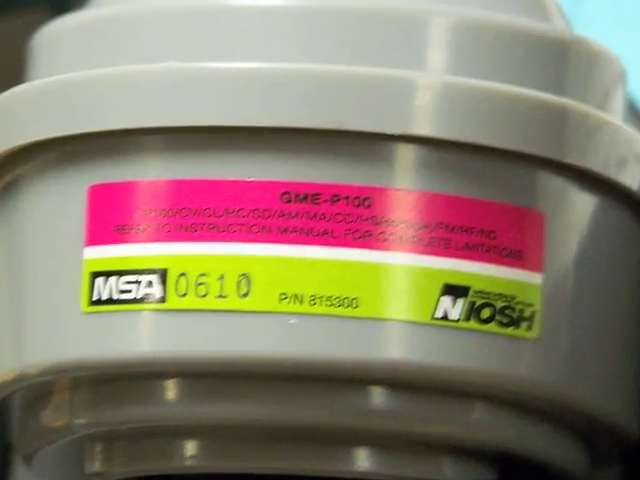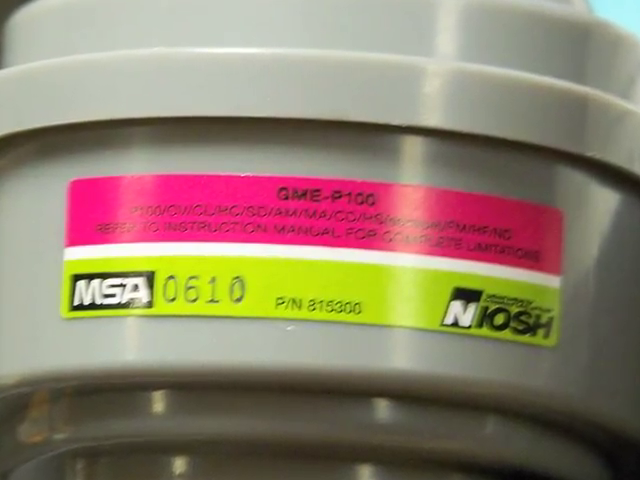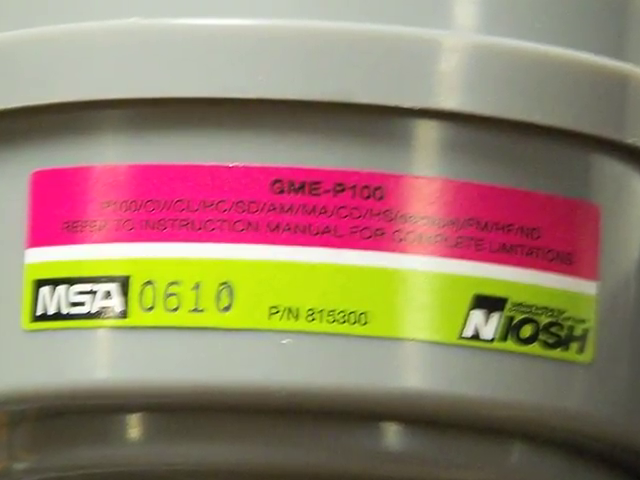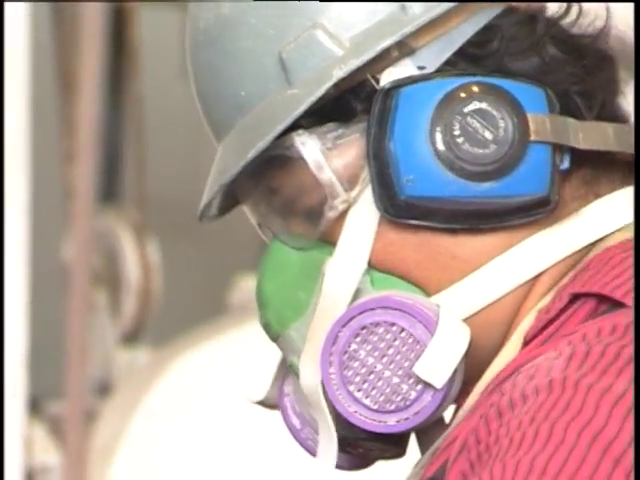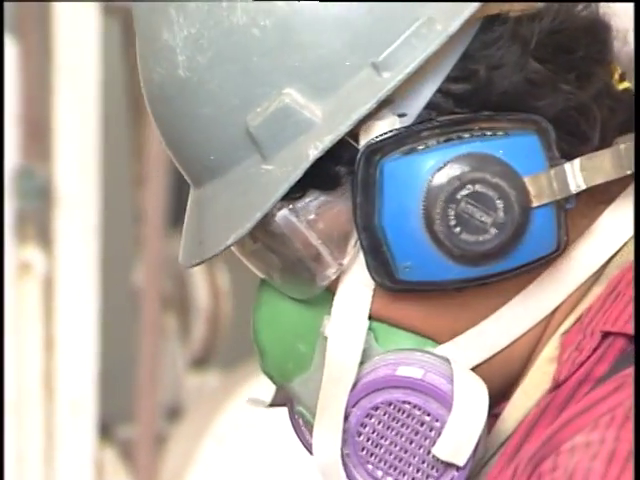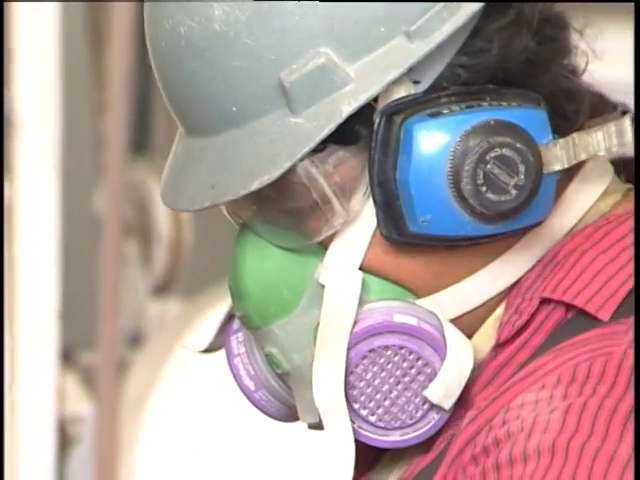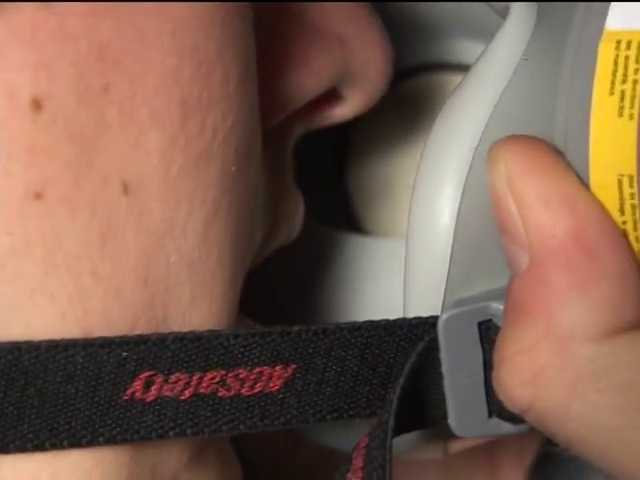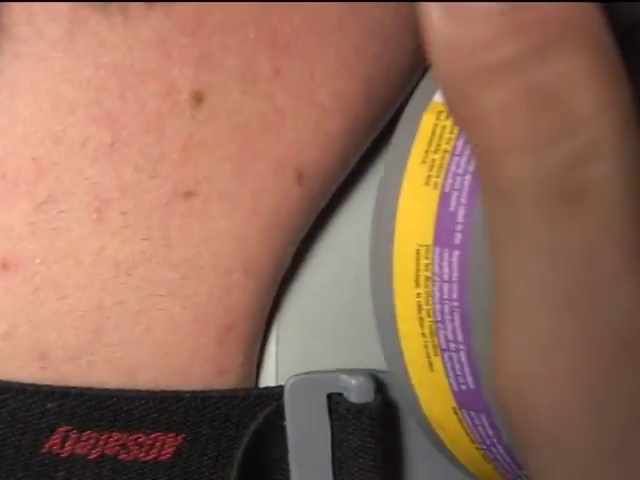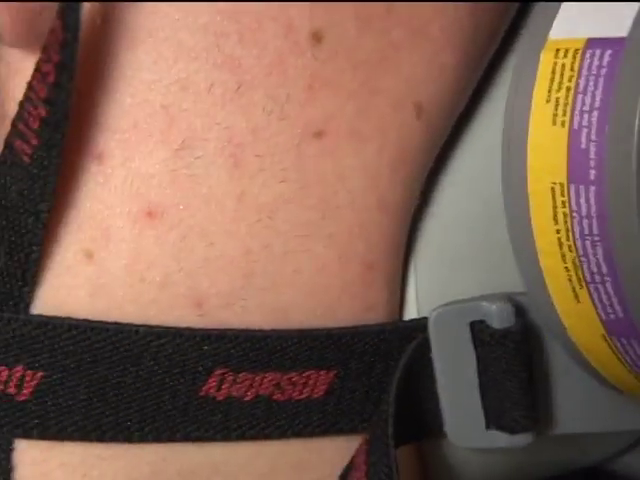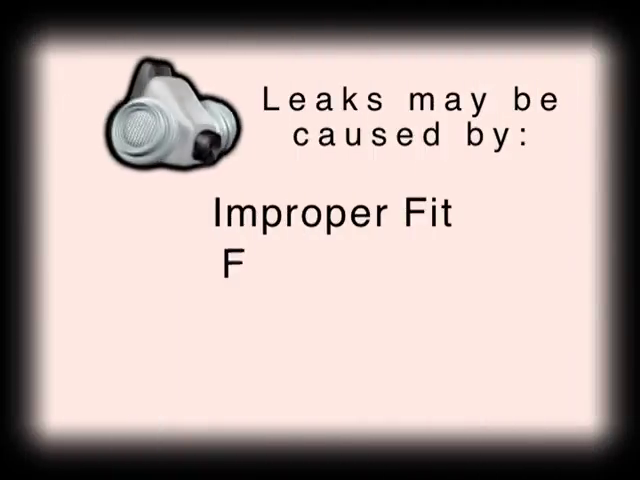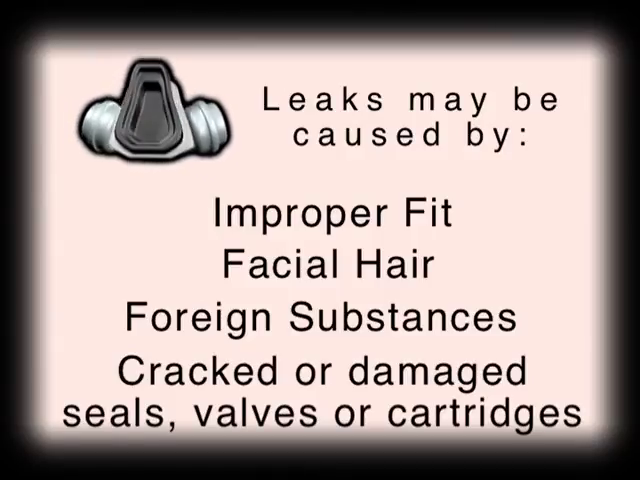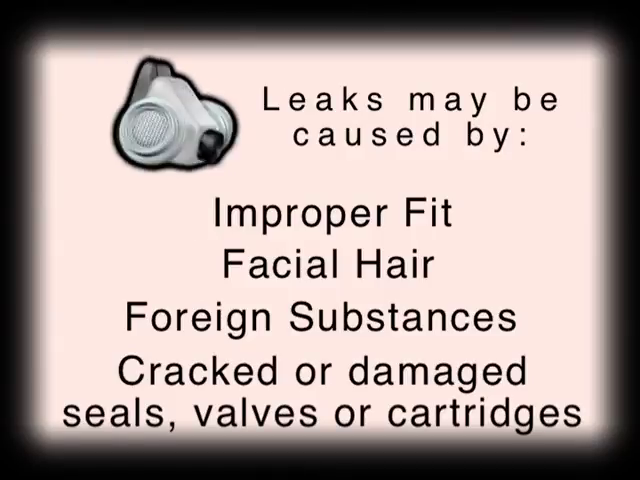The type of cartridge and the particular hazardous substance for which it provides protection is identified by labeling and a standardized color coding of the cartridge. These respirators are also known as negative pressure respirators because of the negative air pressure created by inhalation. They offer no protection against oxygen-deficient atmospheres. A leak-proof seal between the facepiece and the worker's face is essential for proper protection. Leaks may be caused by improper fit, the presence of facial hair or foreign substances under the sealing surface, or cracked or damaged seals, valves, or cartridges.